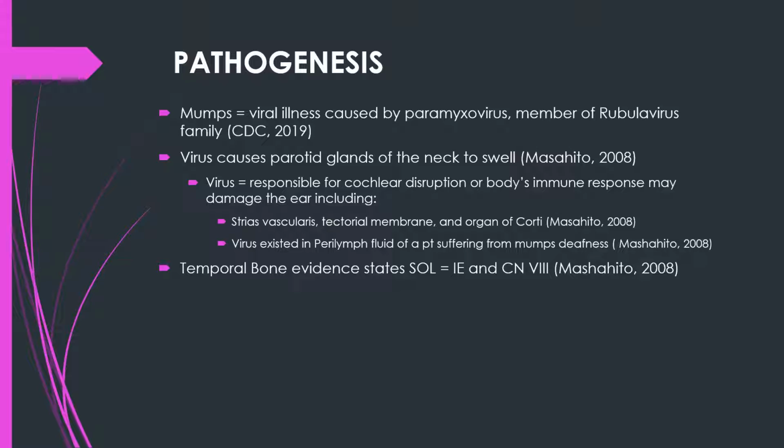So there's damage that can occur to the stria vascularis, the tectorial membrane, and organ of Corti. And then the virus also has been shown to exist in the perilymph fluid. And that's when the patient suffers from what's called mumps deafness. And then there has been temporal bone evidence that states sometimes the site of lesion can be the inner ear and the 8th cranial nerve.